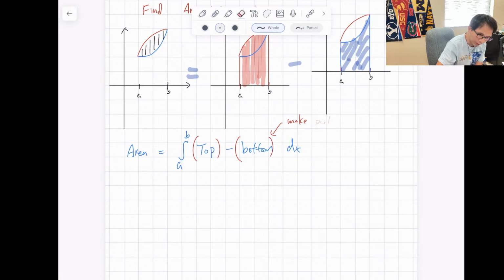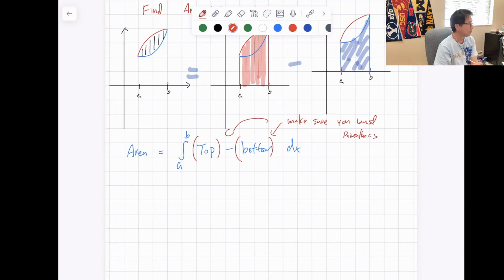Make sure you must have a parenthesis. Make sure you must have parentheses on both, on here or here. Like that, every time you substitute something, you always put a parenthesis around it.